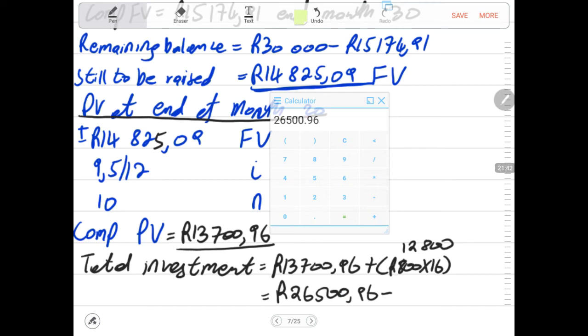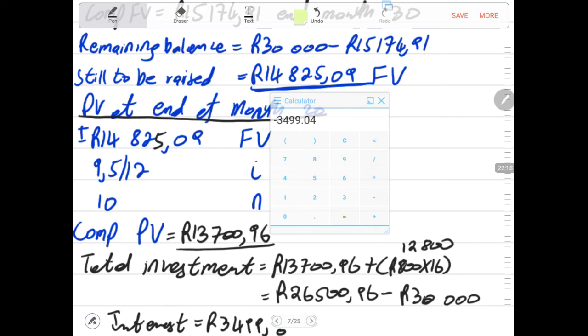Then how much did the investor have at the end of month 30? The investor had 30,000 at the end of month 30. So now we minus the amount, the accumulated amount, 30,000 rands that he needed, but he only spent out of his pocket a total of 26,500 rand and 96 cents. So that means the interest that the investor has earned over this investment will be a couple of thousands, which is 3,499 rand 4 cents.